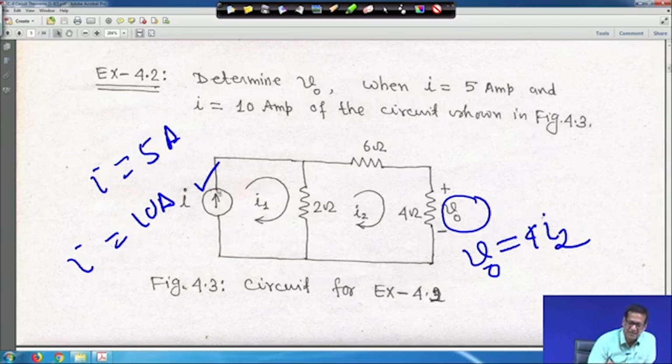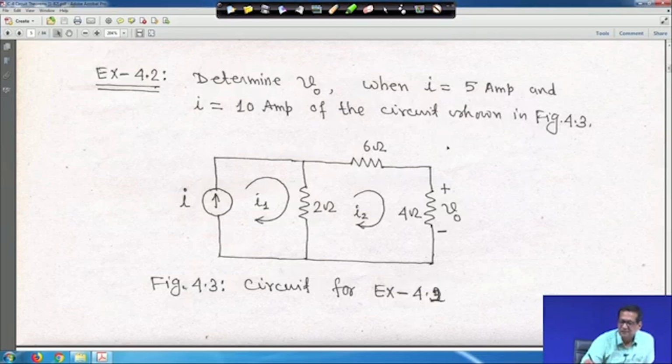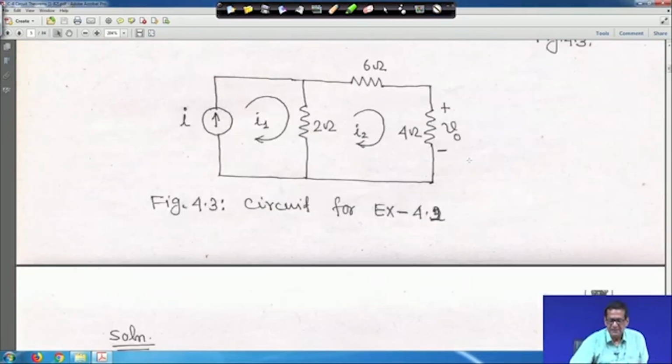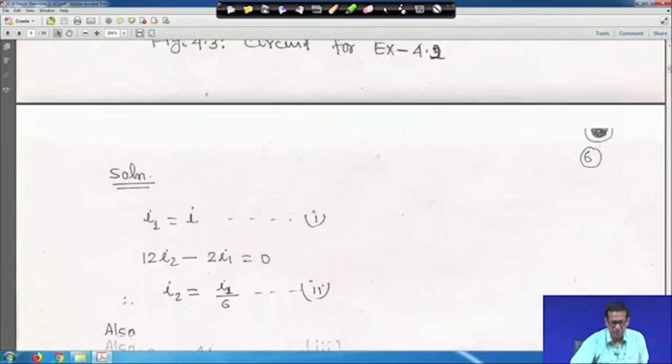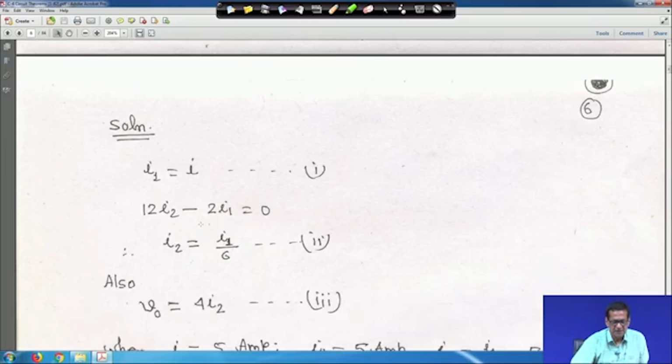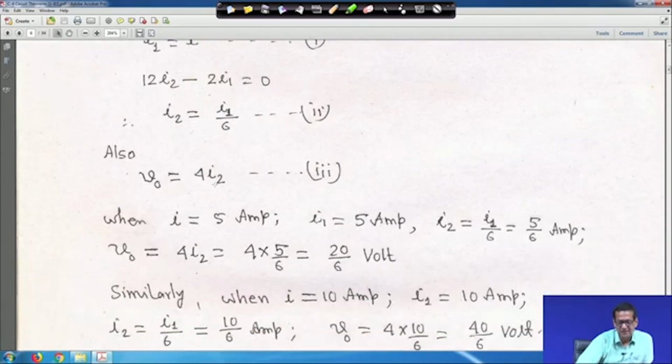This current I, in this direction, is 5 ampere, and this is I1 in the same direction. So basically I1 is equal to I. If you apply KVL in mesh 2, then 12 I2 minus 2 I1 is equal to 0. I am not writing everything here, it is understandable. So I2 is equal to I1 by 6, and V0 is equal to 4 I2.